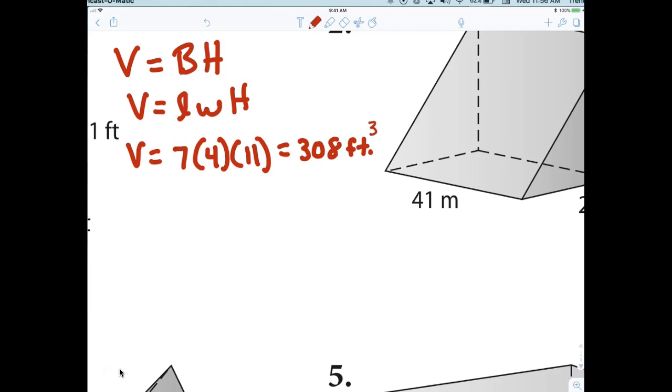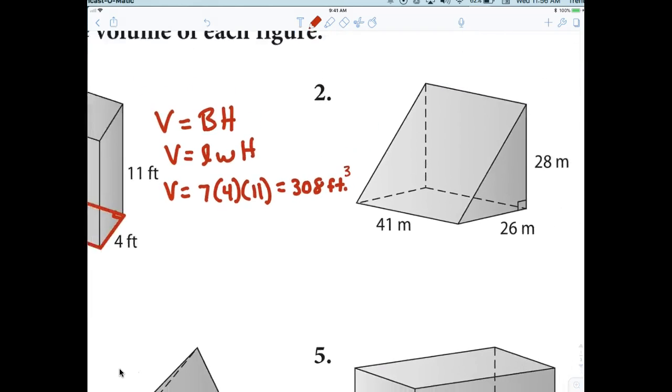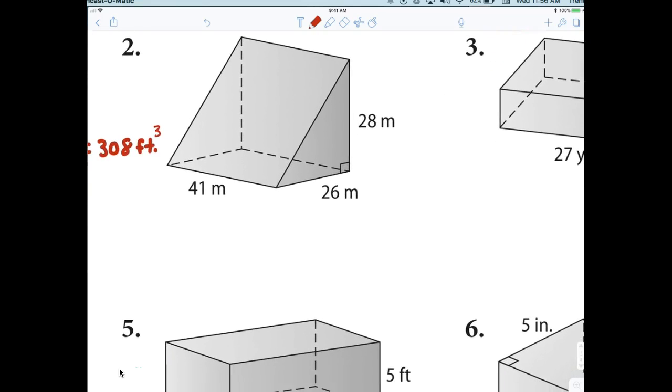All right? Now, the next one, guys. Everybody look at number 2 for a second, because here is where people make a mistake. Will, what shape is the base? What do you think? The shape of the base. It is definitely a triangle.